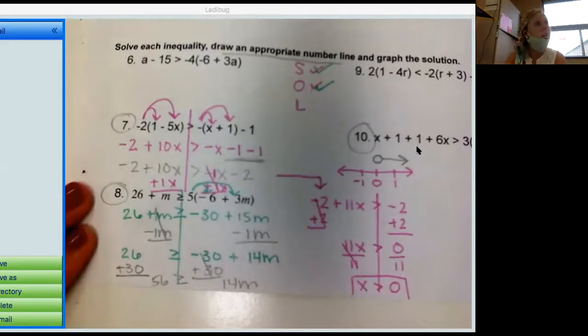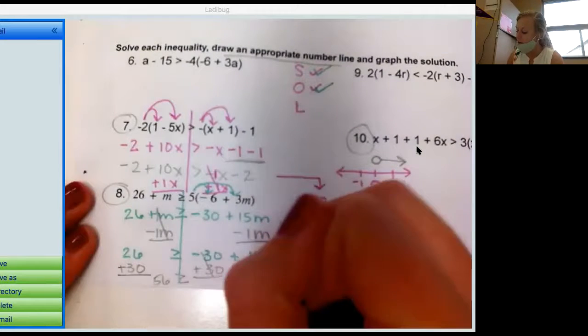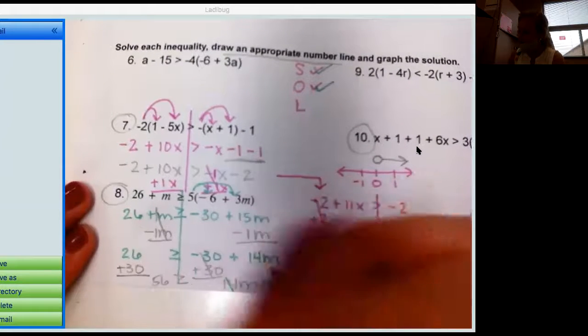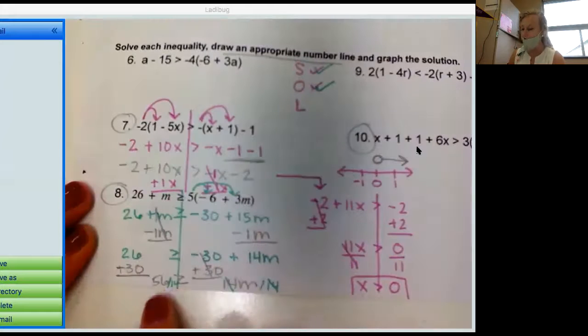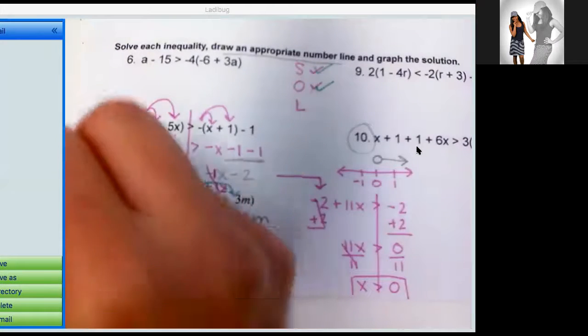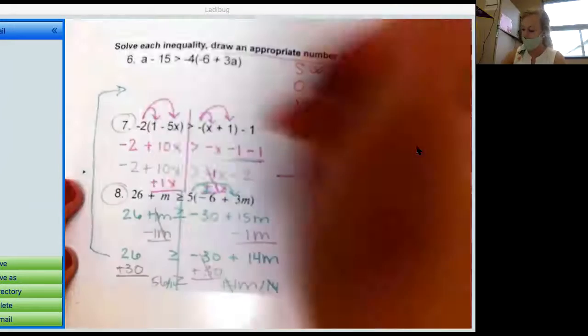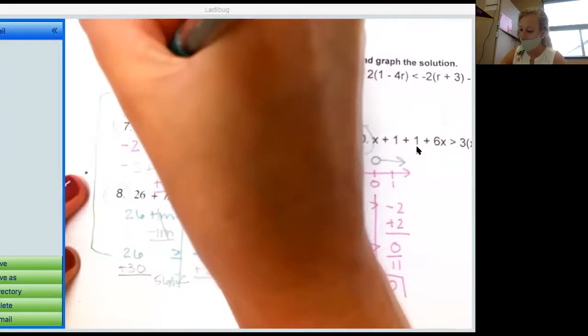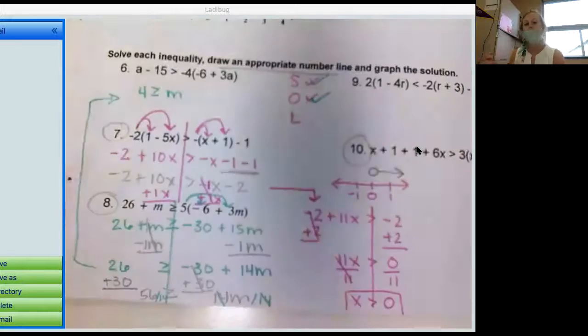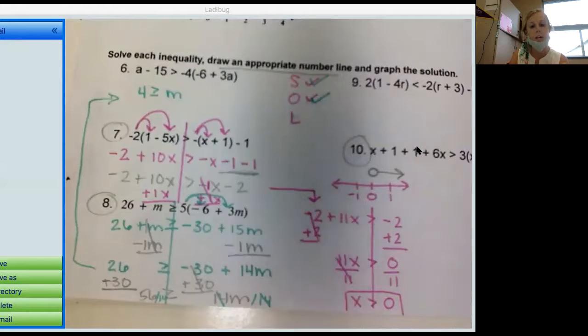And then do what? Good. Divide the 14. I ran out of room, so I'm going to do it right here if that's okay. What's 56 divided by 14? 4. Good. All right, I'm going to come up here because I ran out of room. So we have 4 greater than or equal to M. Now, are there any questions about that before I add on something?